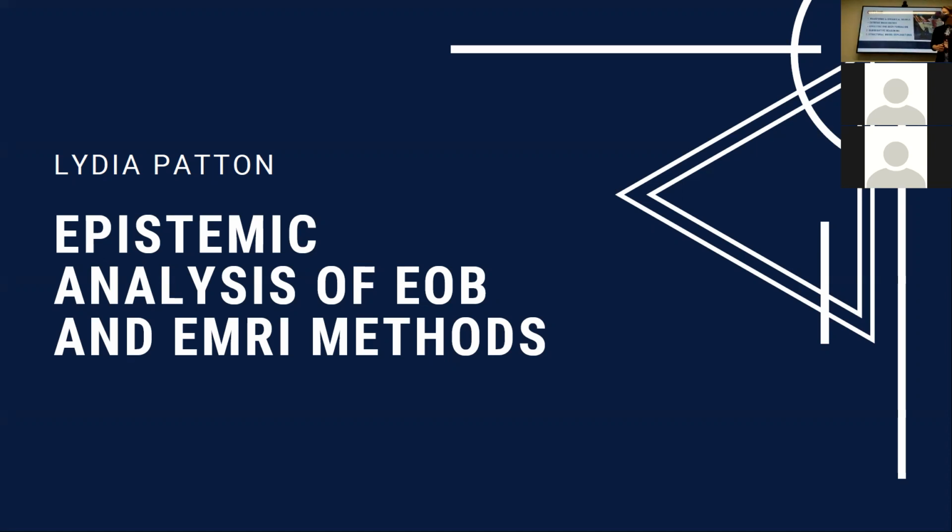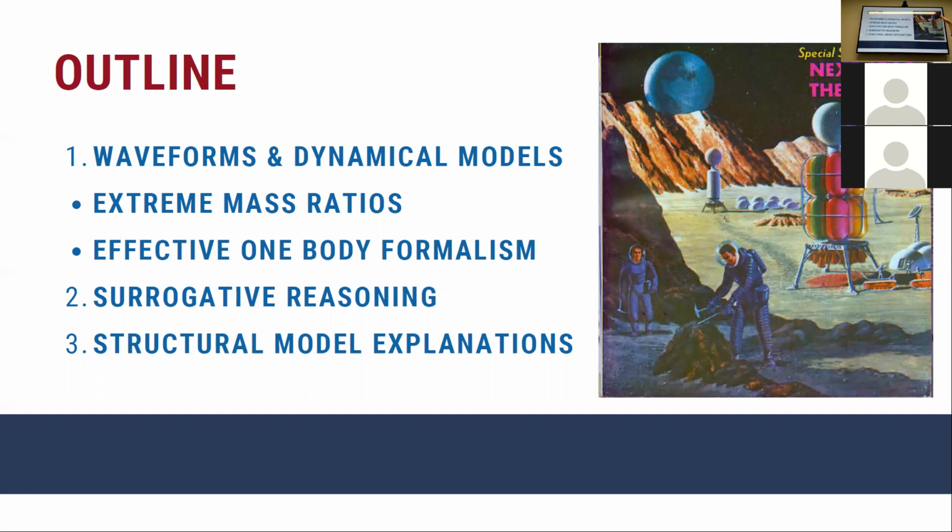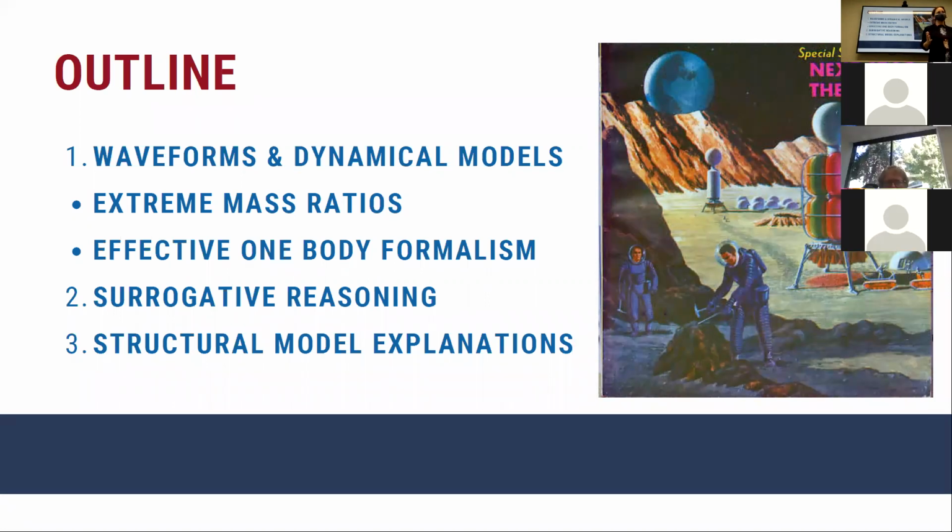I'll just outline, as usual, what I'm about to do. So the first thing that I'll be talking about, fairly briefly, is two different kinds of models of compact binary systems, the extreme mass ratio inspiral model and the effective one body formalism. And then I'll be looking at two related ways of philosophically or epistemically analyzing them. And I'm not going to exactly set them up as rivals, but I am going to say that these are two candidates for giving a philosophical analysis. And I think that the second one is better. Or deeper, I should say.